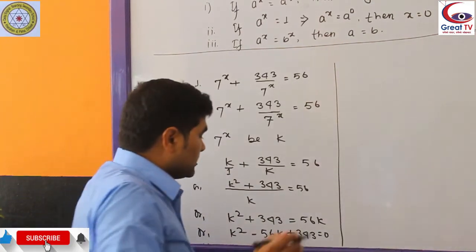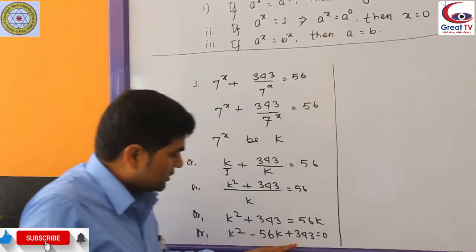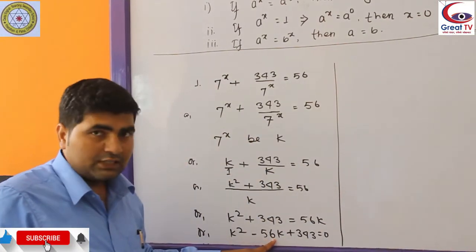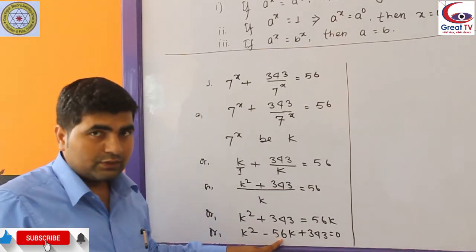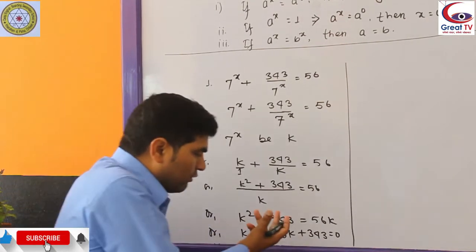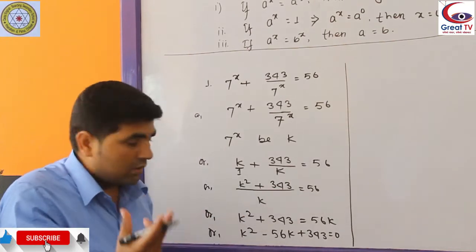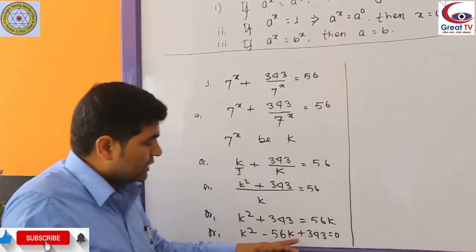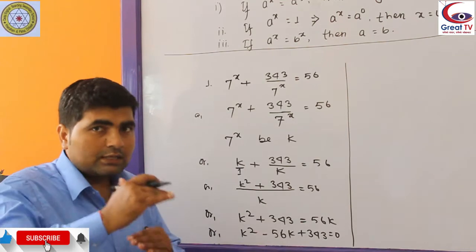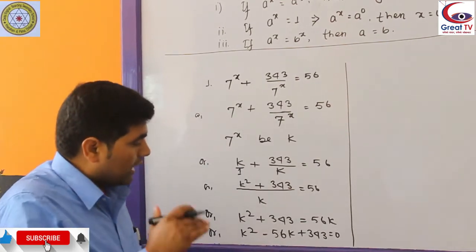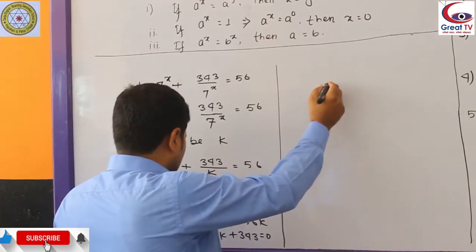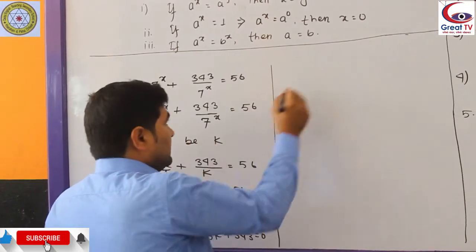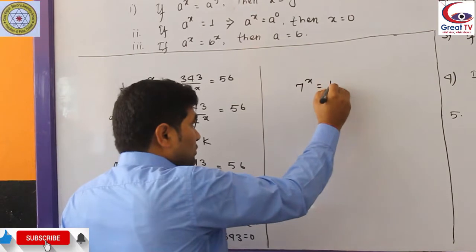So students, what are the two numbers? The product value is 343 and the addition value is 56. Easily you can find two numbers when they are small, but here 343 and 56 are large numbers. In that case, you can apply this method. We take here 7 power x equal to k.